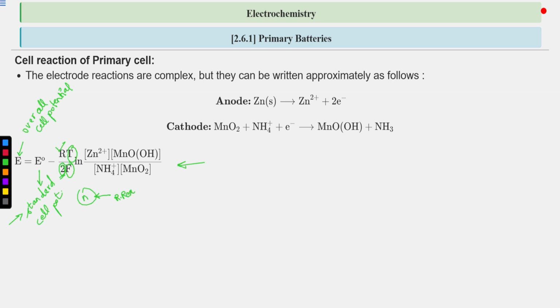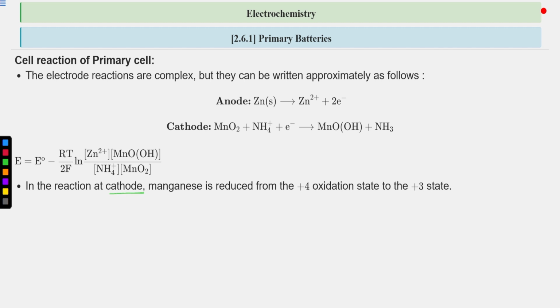So that's why here we are taking N equals 2, because you can see 2 electrons are involved in the oxidation and the reduction process. So N equals 2, and ln here will be product by the reactant. Product will be zinc 2 plus times MnOOH divided by NH4 plus times MnO2. Okay, so this will be the Nernst equation for the cell, or the primary cell.